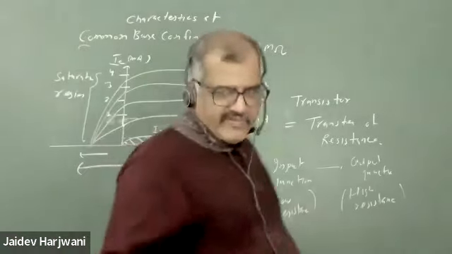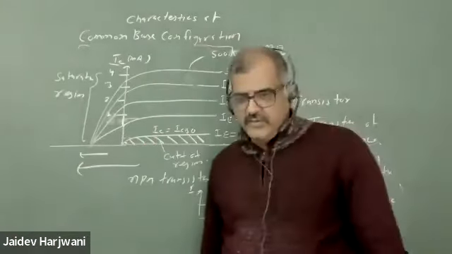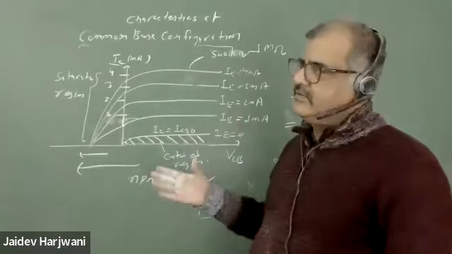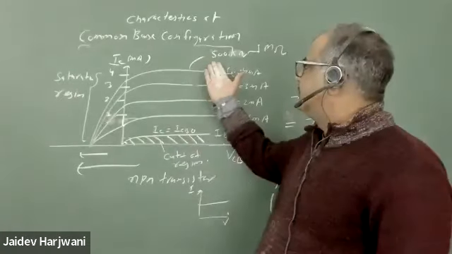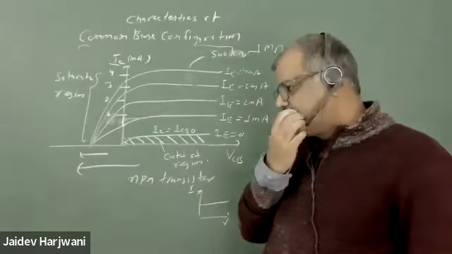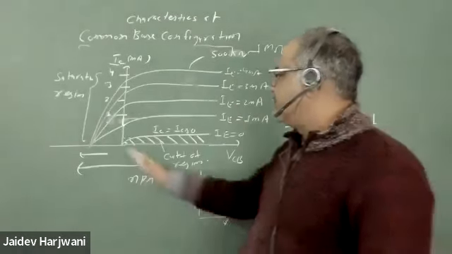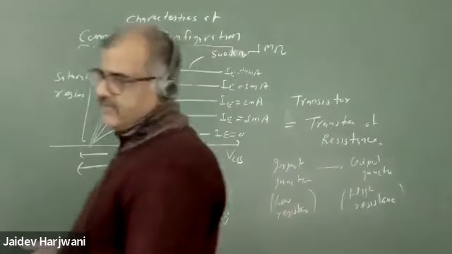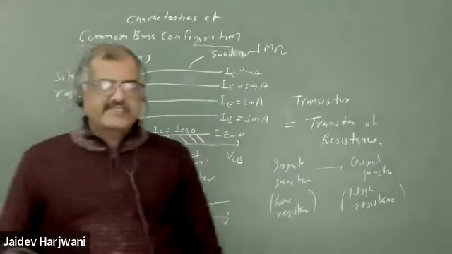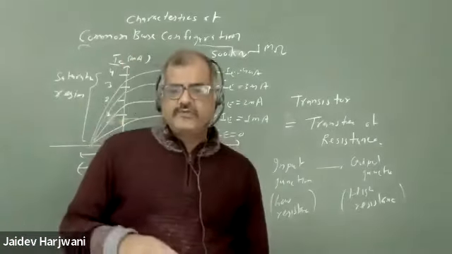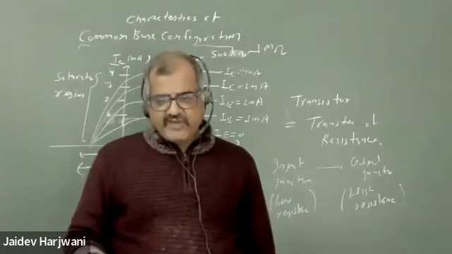Okay, and common base or common emitter, any configuration, the value always increases. Only here the resistance is very high. In other configurations the resistance may not increase that much. So that's why you get voltage amplification. Current is the same, voltage is increasing, so you get power amplification.